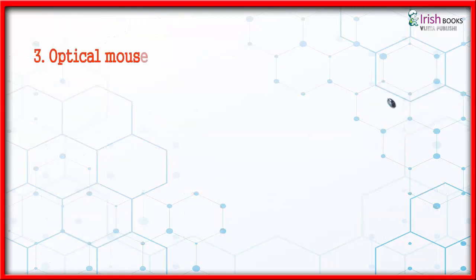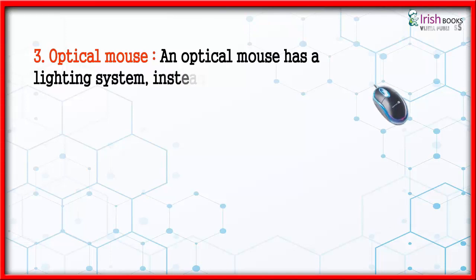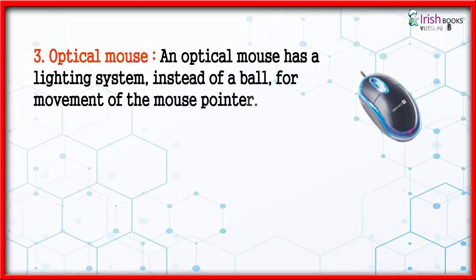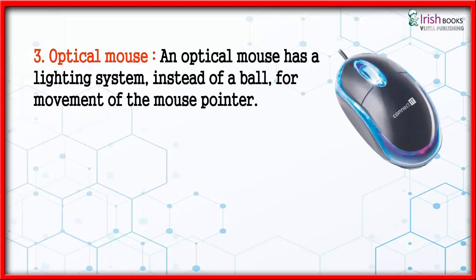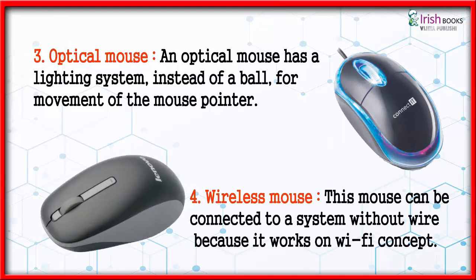Optical mouse. An optical mouse has a lighting system instead of a ball for movement of the mouse pointer. Wireless mouse. This mouse can be connected to a system without wire because it works on Wi-Fi concept.